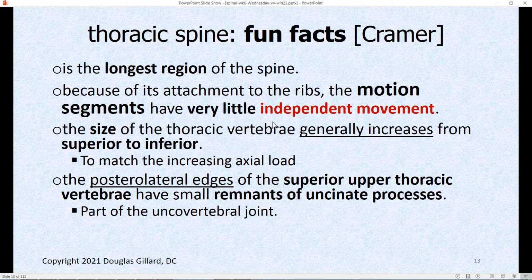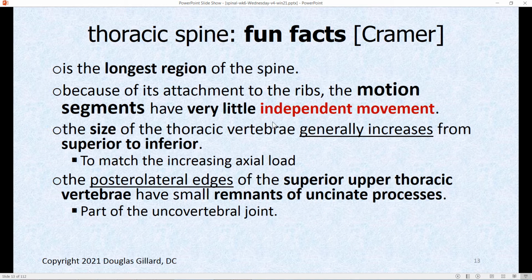Fun facts. It's obviously 12 bones, so it's longer than any other region in the spine. Because it has ribs attached to most of the bones, the motion segments have very little independent motion. They're anchored down. It's almost like a naturally occurring fusion.